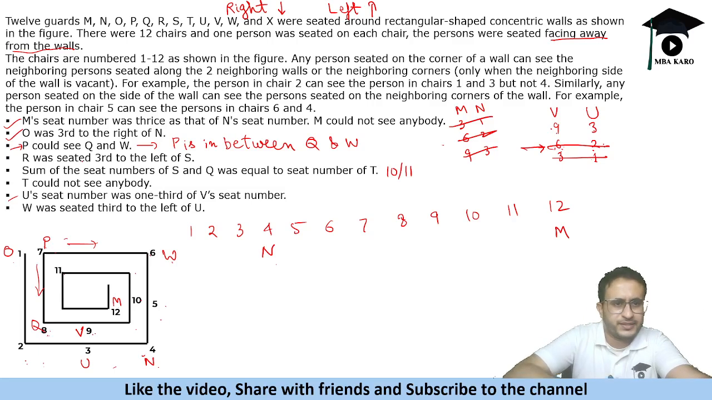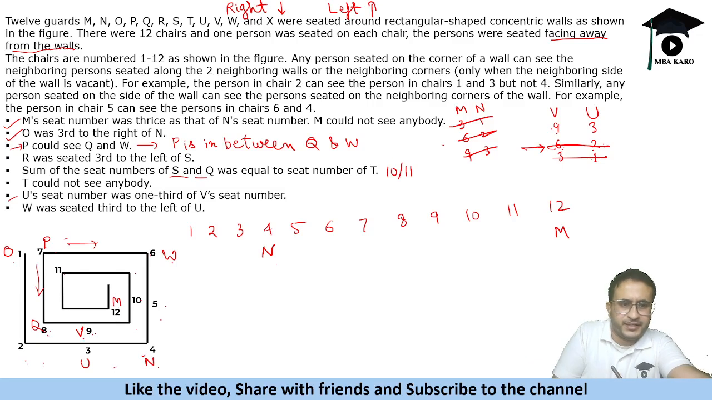Now we will come to the condition of the sum of seats of S and Q. Right now, we said S and Q is 10 or 11. Q is 8. So S, if we take 2, then this will be 10. If S is 3, it is not possible because 3 is already taken by U. So S has to be 2, and hence if S is 2 and Q is already 8, T is 10. So this is T at 10.